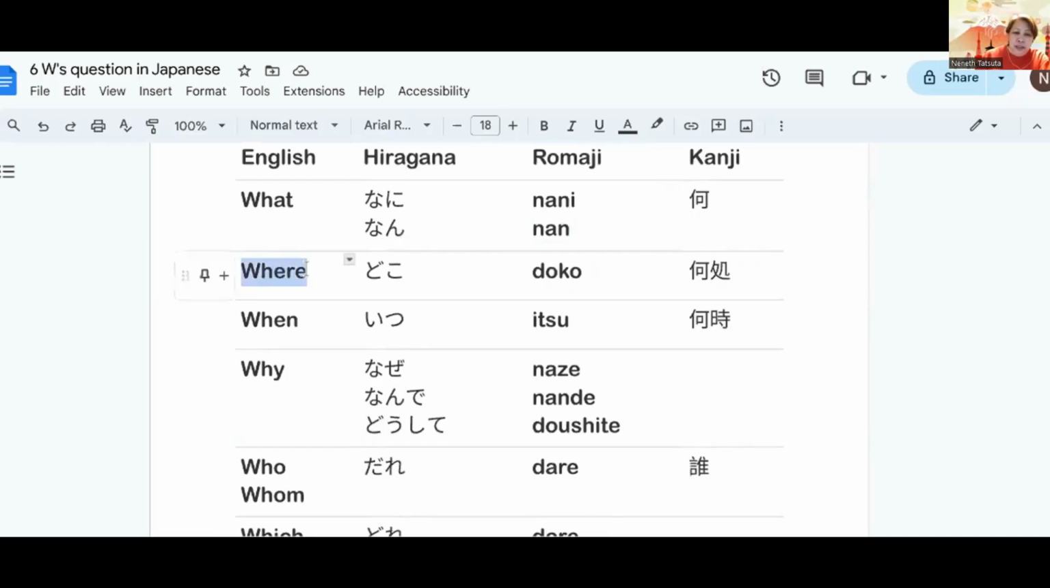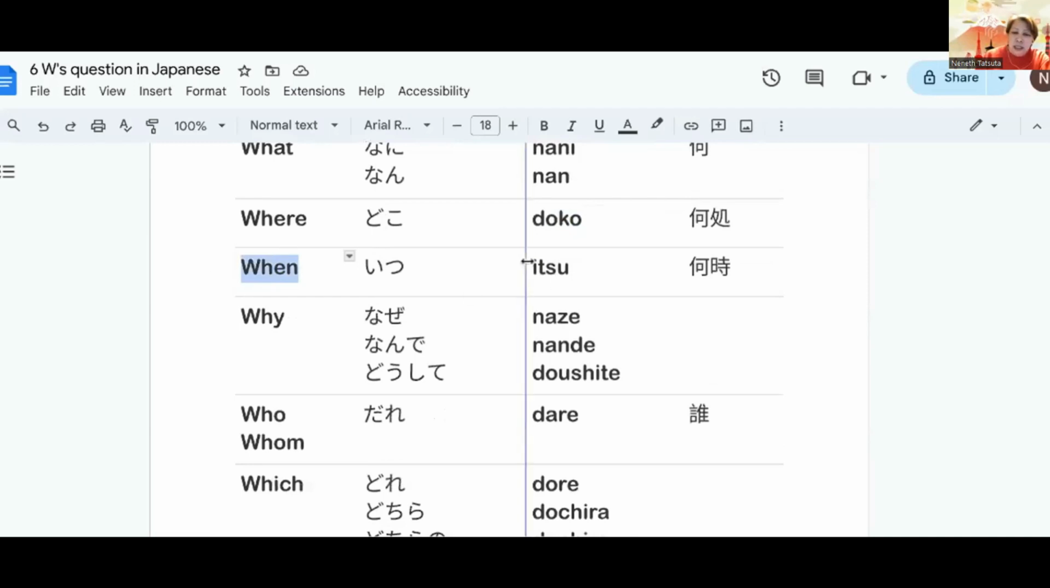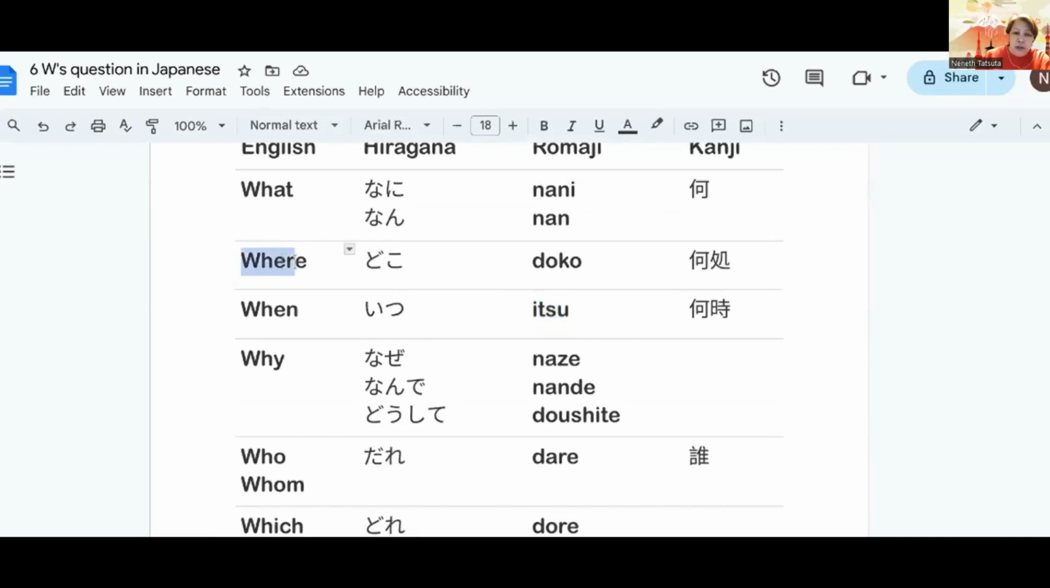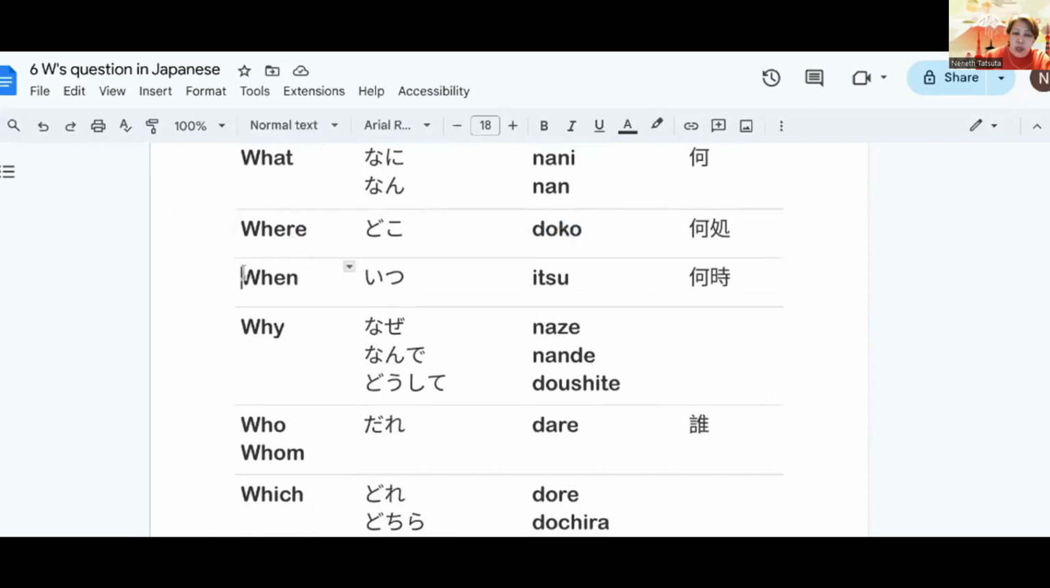The where in Japanese is doko. Doko is where. When is itsu. Okay, the where, do you remember in your jiko shokai? Doko ni sunde imasu ka? You can ask the question doko. Where are you living, or where do you come from? Where is your origin, or where is your birthplace? So doko no shusshin desu ka? Shusshin is the native place or place of origin. So where is doko. When is itsu.